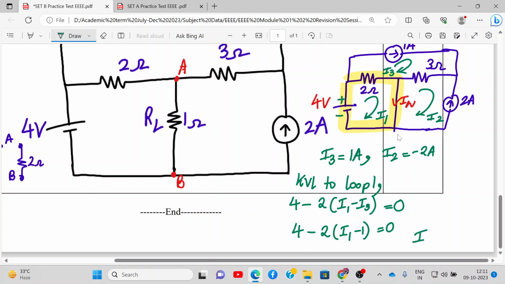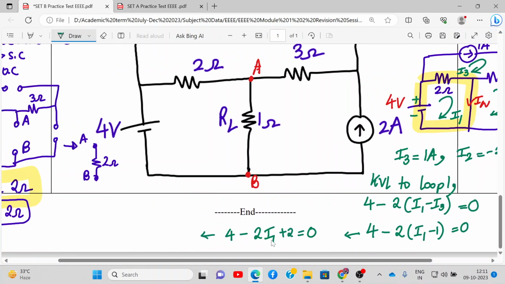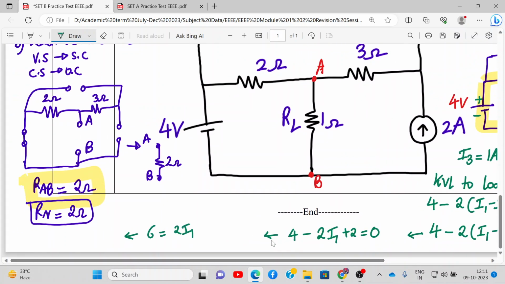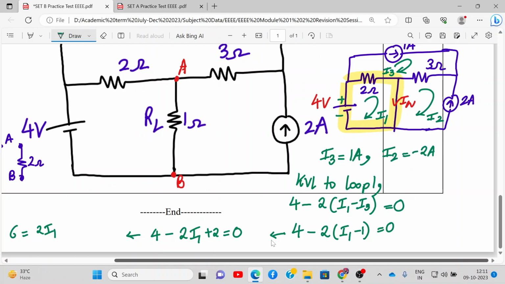So here we can write it as 4 minus 2I1 plus 2 is equal to 0. So we get 6 is equal to 2I1. So I1 is coming out to be 3 amperes. Alright, so we got the values of I1, I2 and I3.